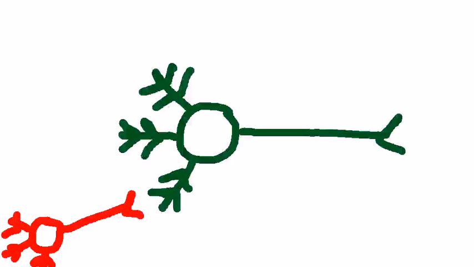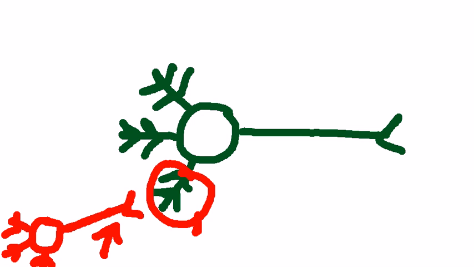Let's review the three key features of the neuron. The dendrites of this neuron receive information from the axons of other neurons which synapse onto the dendrite of the neuron. And remember, it is this interface here between the axon of the first neuron and the dendrite of the second neuron that we call the synapse.